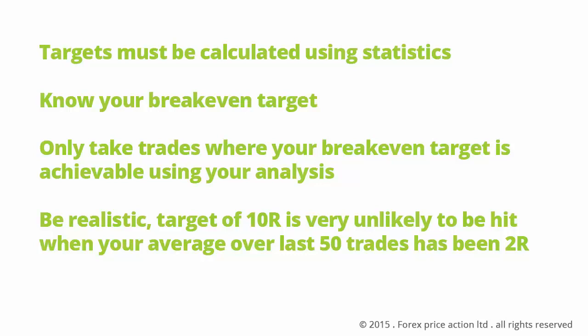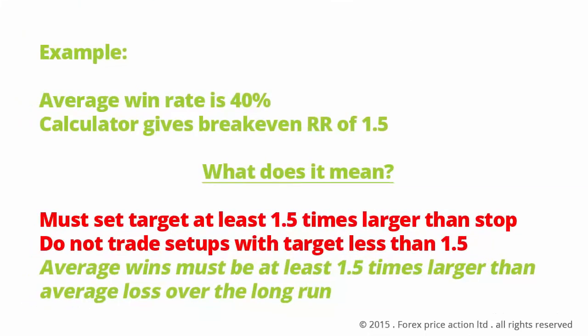Let me show you an example. Suppose I am trading a strategy that has a 40% win rate. Put that into the calculator and it tells me that in order to break even, which means making no money, I need to have a reward-risk ratio of 1.5.